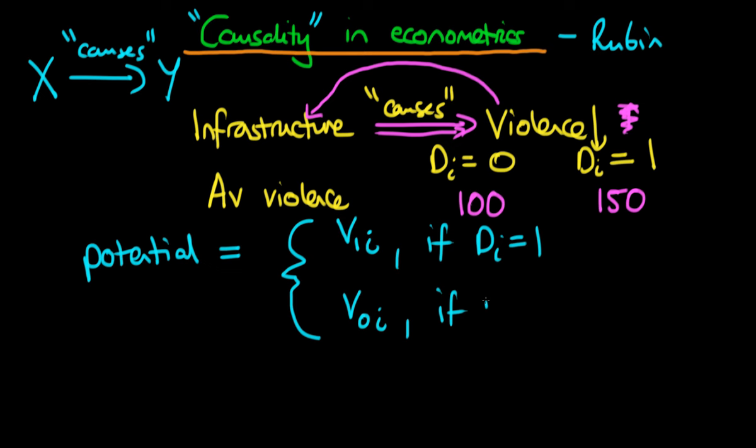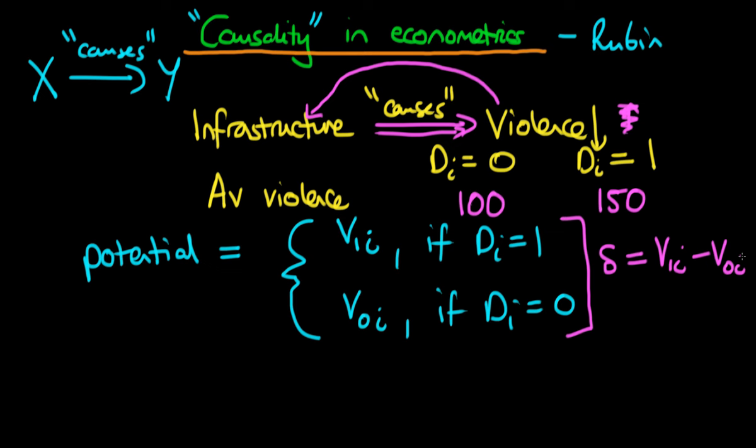So it's important to highlight now that essentially for each given state, we don't observe both of these outcomes. We only observe one of these outcomes. But if we could observe both of these outcomes, then for a given state, the difference between these two levels of potential violence would represent the causal effect of infrastructure spending.